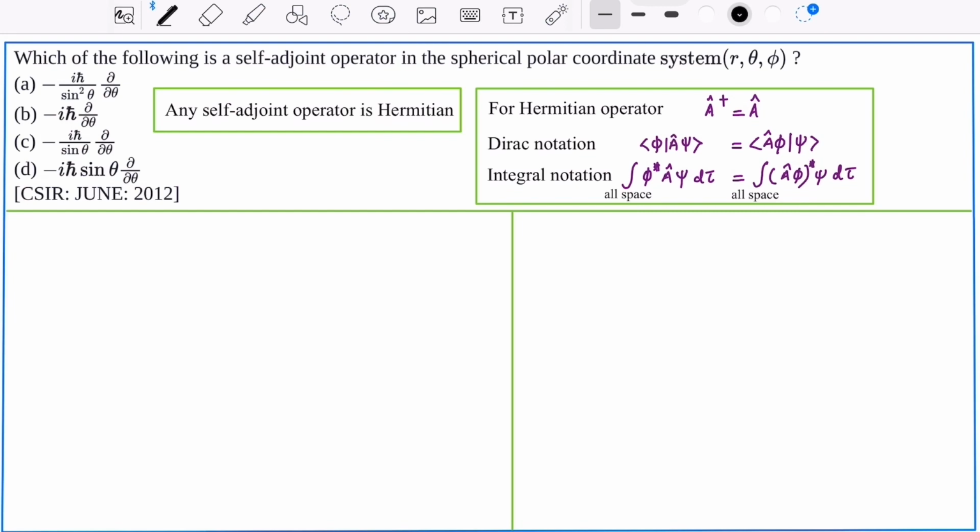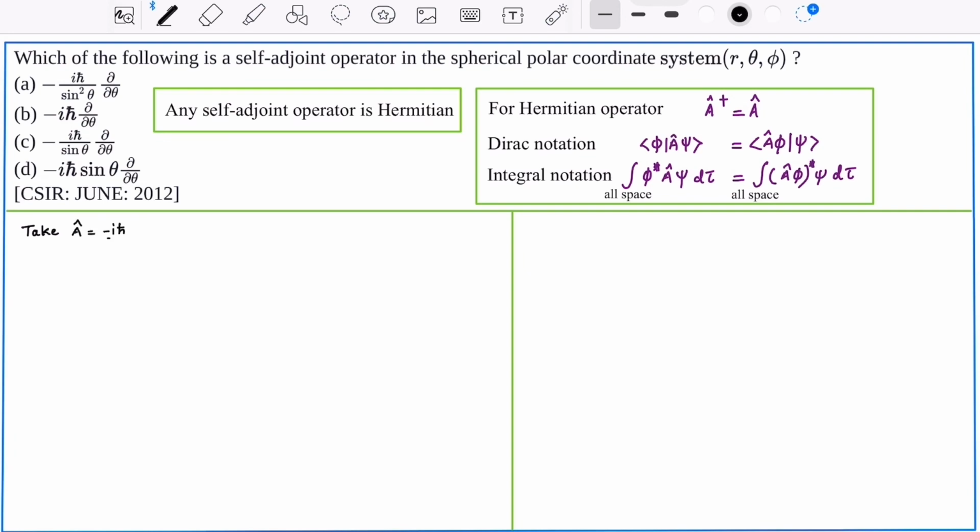We know that any self-adjoint operator is Hermitian, and if the operator is Hermitian, we can write A dagger equal to A, and we can also have the integral over all space phi star A psi d tau equal to the integral over all space within bracket A phi whole star psi d tau. We have to check all the four options in the question, and for convenience I am taking option C.